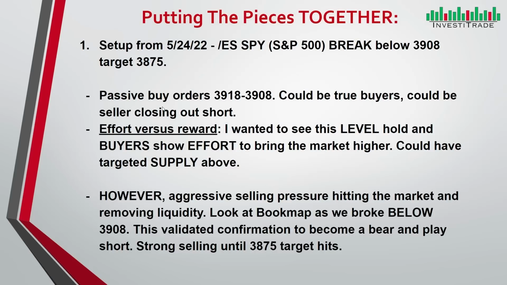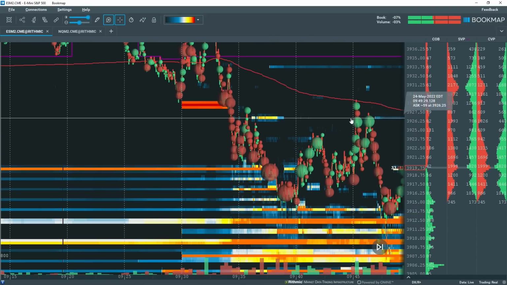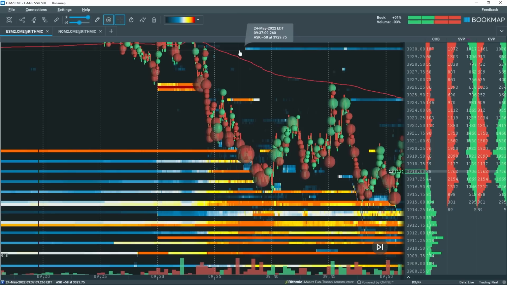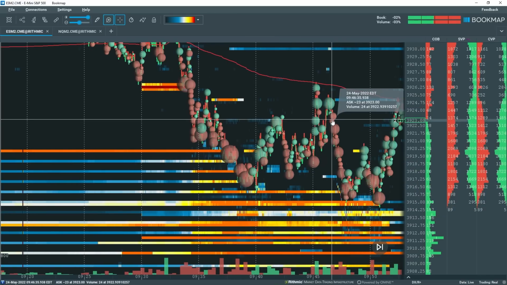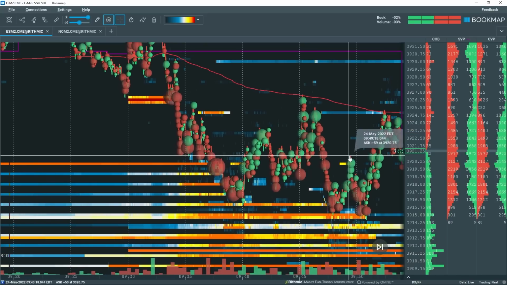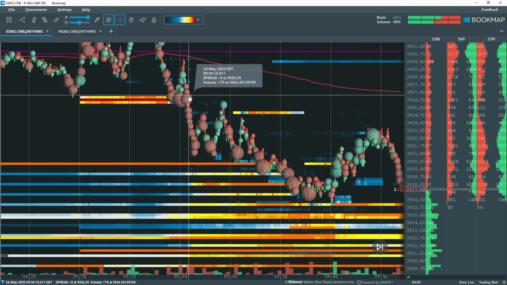So what we're going to see here before I show you Bookmap is we're going to see some large passive buy orders at 3918 and 3908. Now this could be a true buyer in the market loading into a very big, large long position, or it could be a seller closing out his short position. So what I wanted to see today, pulling up Bookmap here, is what my thought process was as we were coming into this area. We also rejected supply. I wanted to see this buyer get filled his large position, whether it be a short closing out his sell order or a new buyer factored into the market. I wanted to see this buyer get filled and the market to go up past this aggressive sell order that we saw earlier in the day at 3926.